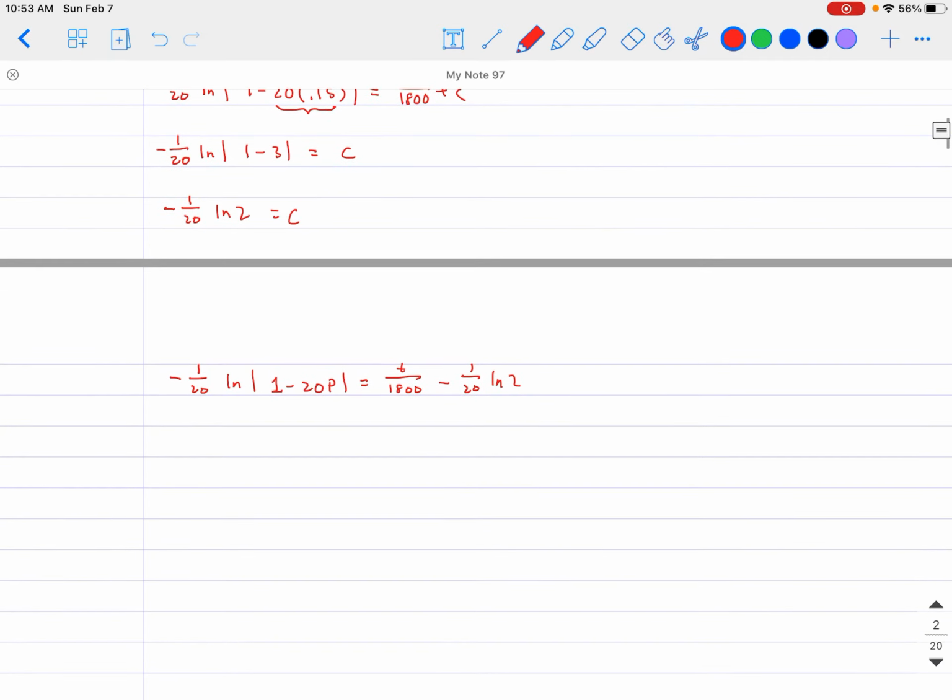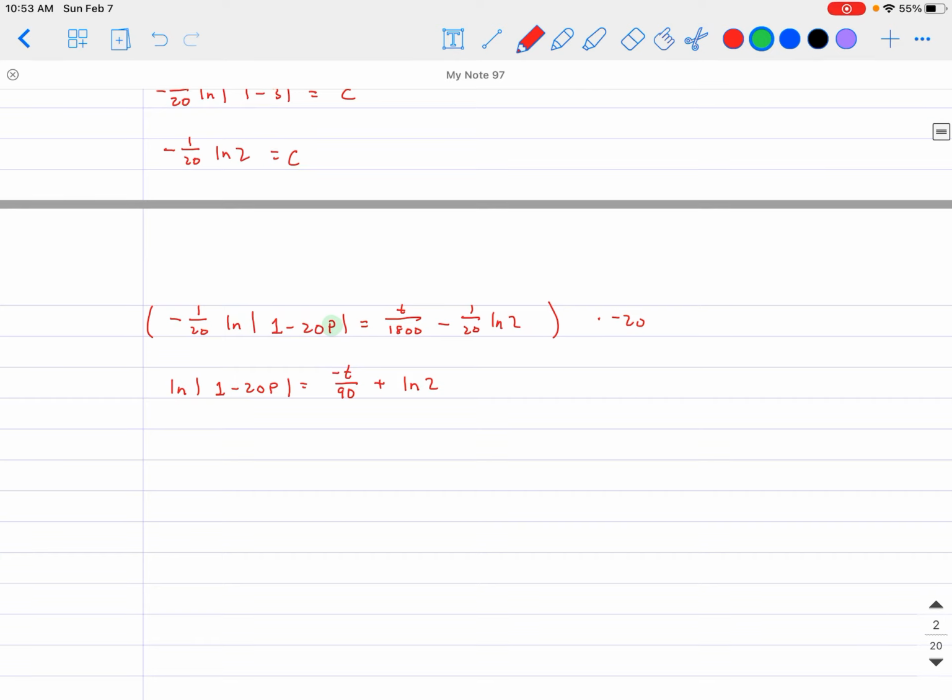Do a little bit more math, and then we're going to be done. And focus, remember, we're trying to solve for what p is equal to over here. So we need to isolate that all by itself. First, I'm going to go ahead and multiply everything by negative 20. So ln of |1 minus 20p| is equal to negative t over 90, and then the next part is plus ln of 2.